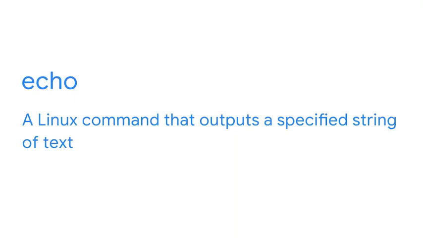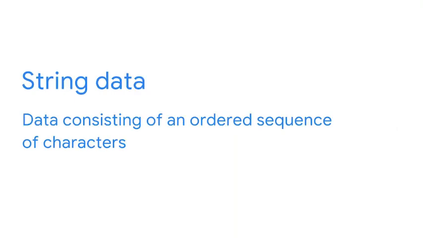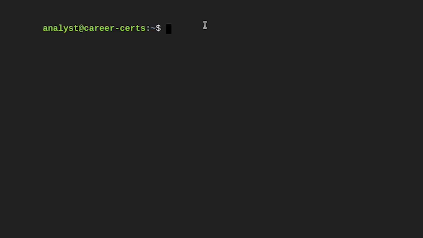Let's take a look at this through echo, a Linux command that outputs a specified string of text. String data is data consisting of an ordered sequence of characters. In our example, we'll just have it output the string of hello. So as input, we'll type echo hello into the shell. Later, when we press enter, we'll get the output. But before we do that, let's first discuss the concept of output in more detail.